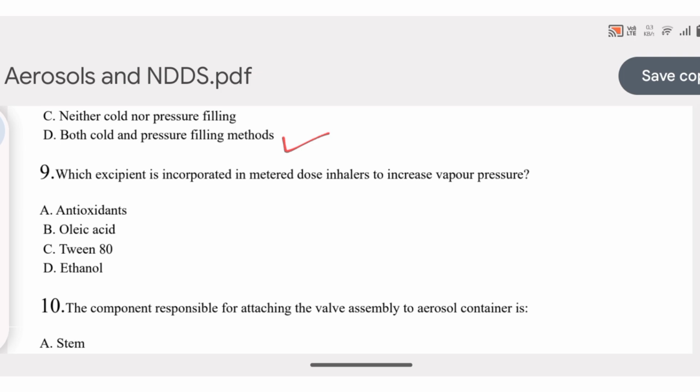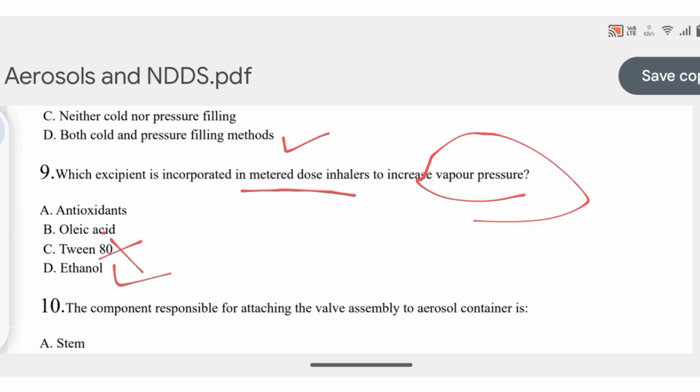Which excipient is incorporated in MDI, which is metered dose inhaler, to increase the vapor pressure? Remember, to increase, not to decrease. Generally, Tween 80 can be considered as not, because it mainly acts as a surfactant and it increases the viscosity. So the right answer will be ethanol, because it increases the vapor pressure and also improves the solubility in the metered dose inhaler.